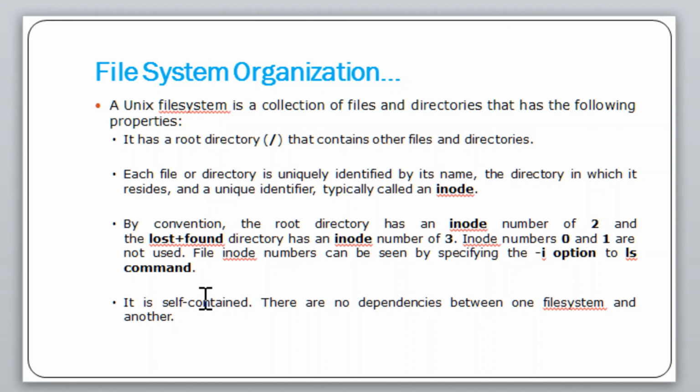It is self-contained, and there are no dependencies between one file system and another. All this means is, like I said earlier, when you partition all these file systems into separate places, you keep them separate from one another, and this allows for management of them to become much easier. It also means the file systems are independent of one another, meaning that if something goes wrong on one, it's not going to affect your other file systems. This is a very smart thing to do, so that if something crashes, it doesn't affect the whole system.